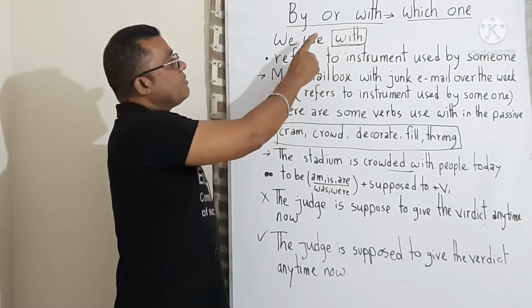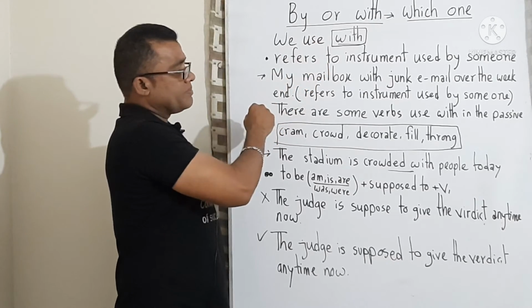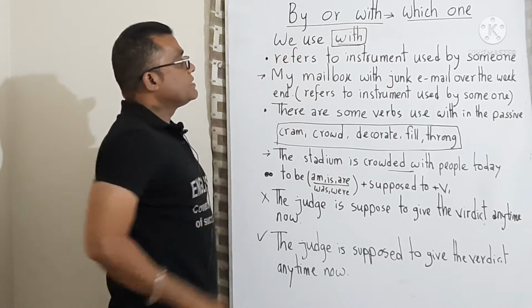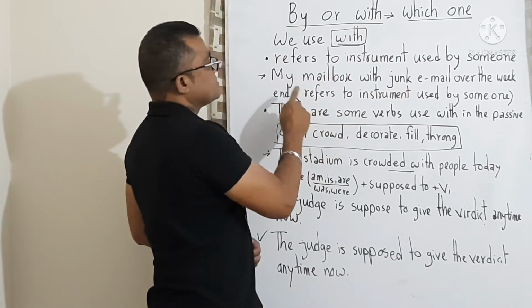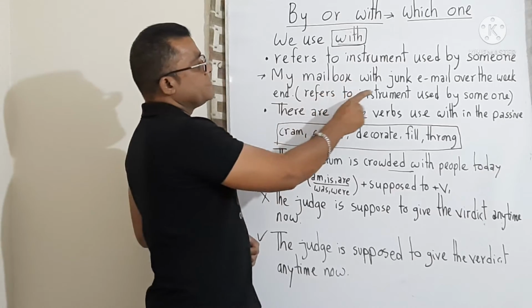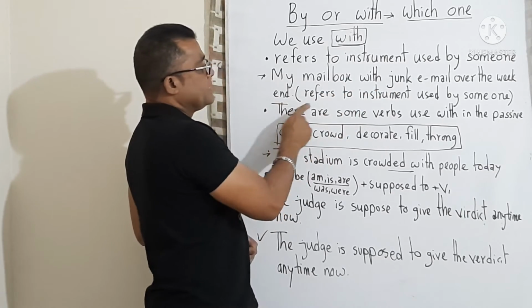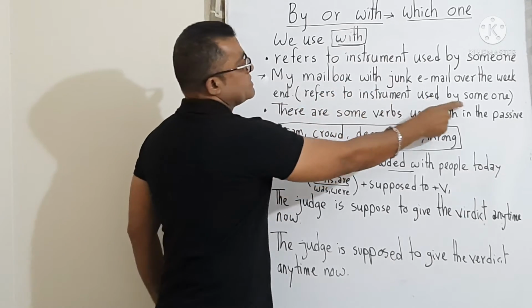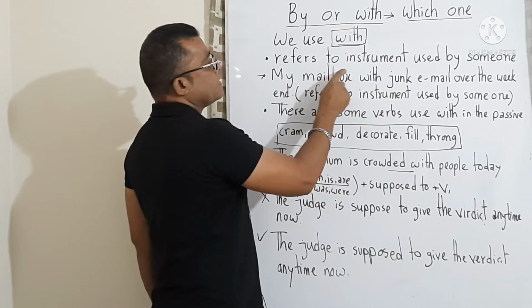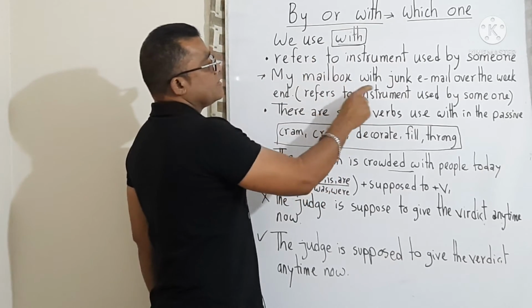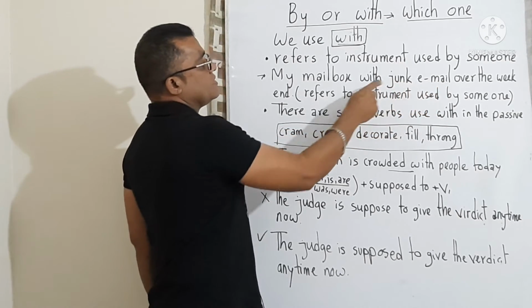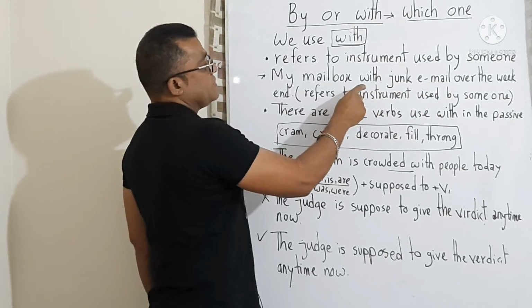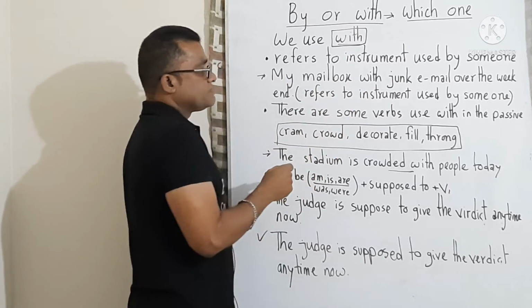We use by or with. Which one? We use with refers to instrument used by someone. My mailbox was stuffed with junk mail over the weekend. This refers to the instrument used by someone. So, this is junk mail and this is used by someone. So, we have used here with.